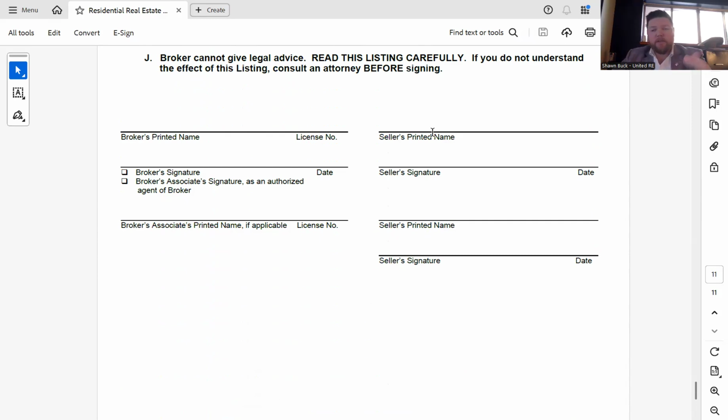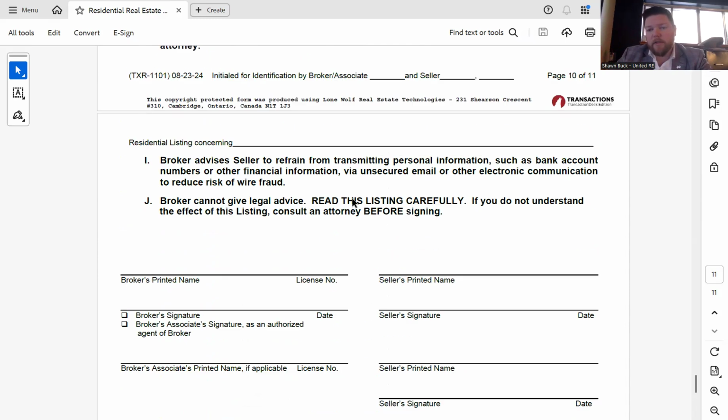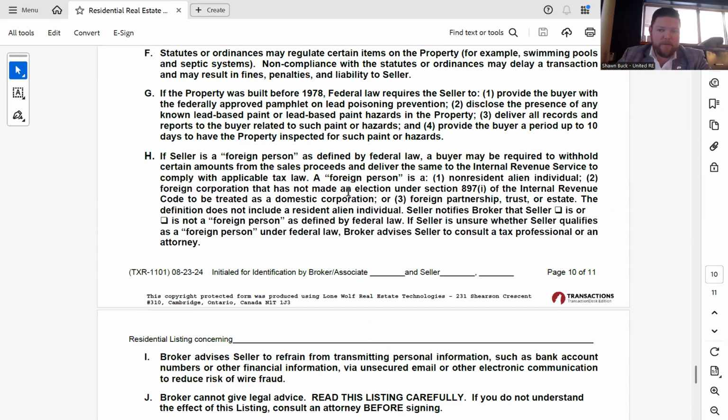So if you have questions, please reach out. Obviously, I'm not an attorney, I'm a real estate broker. This is kind of a high level overview of the listing agreement. Happy to go into more detail on specific things.